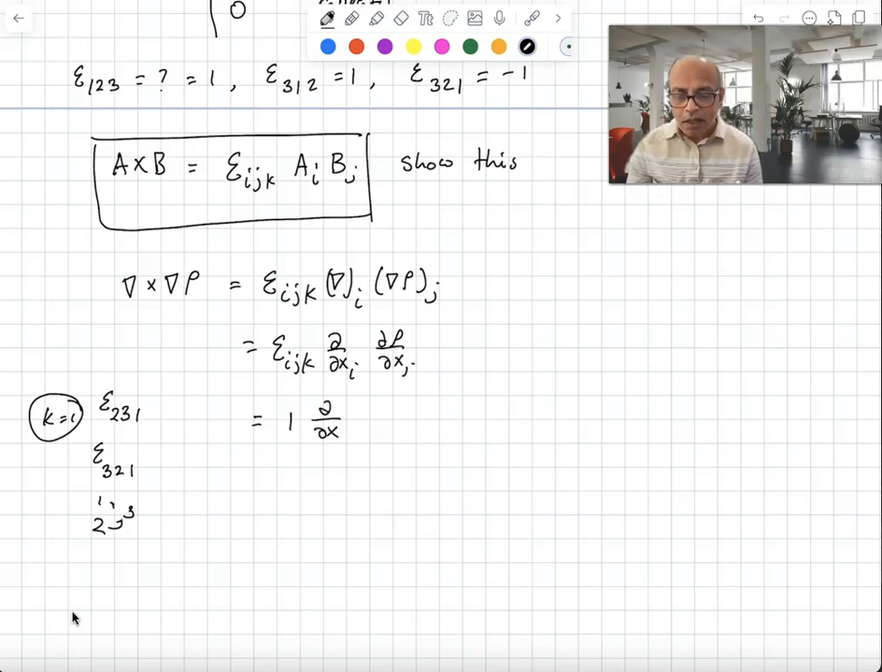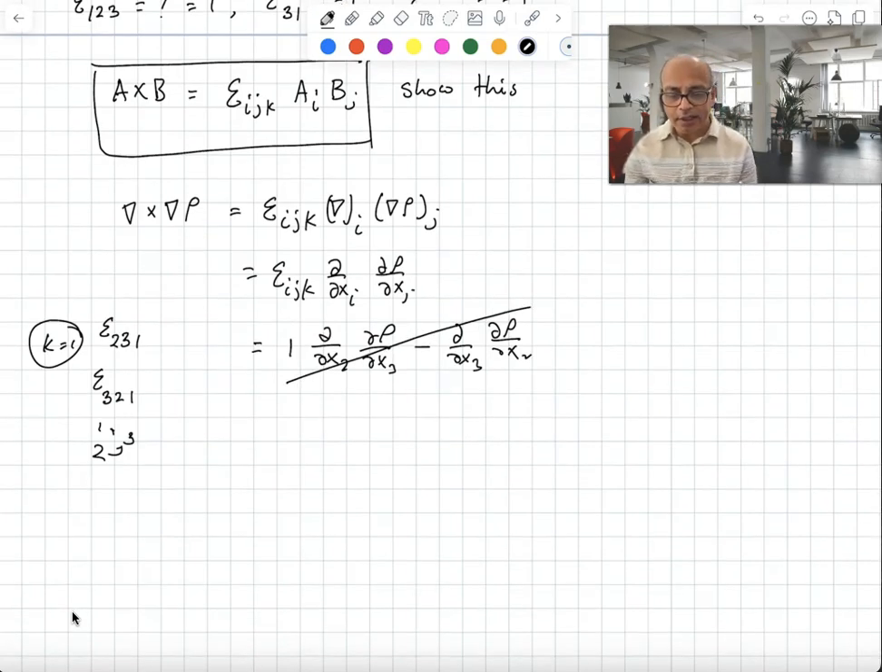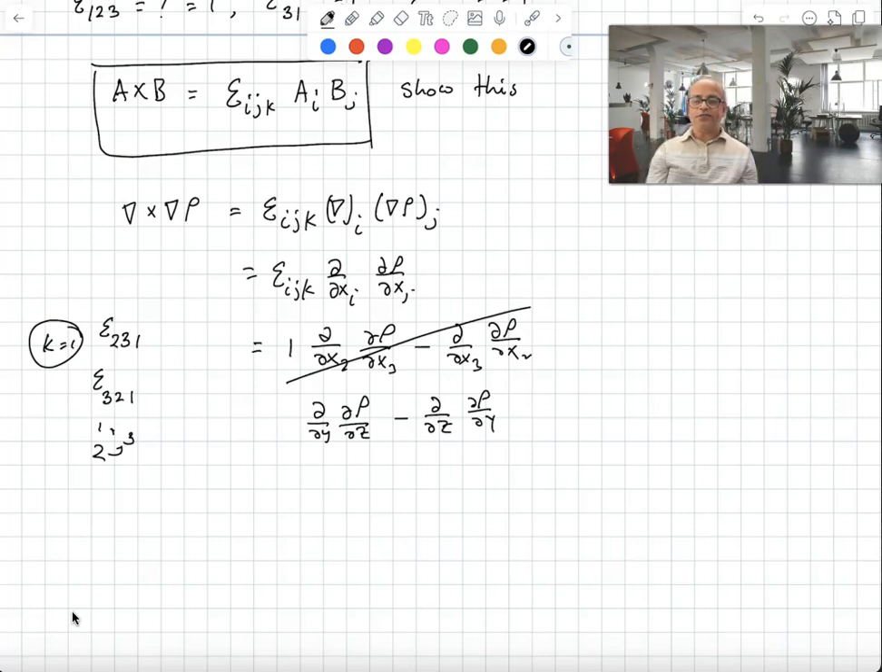So positive 1, d/dx2 d rho/dx3. And then 3, 2, 1 is negative 1, d/dx3 d rho/dx2. Forgetting the tensor notation, it's d/dy d rho/dz minus d/dz d rho/dy. So this is for k equal to 1.